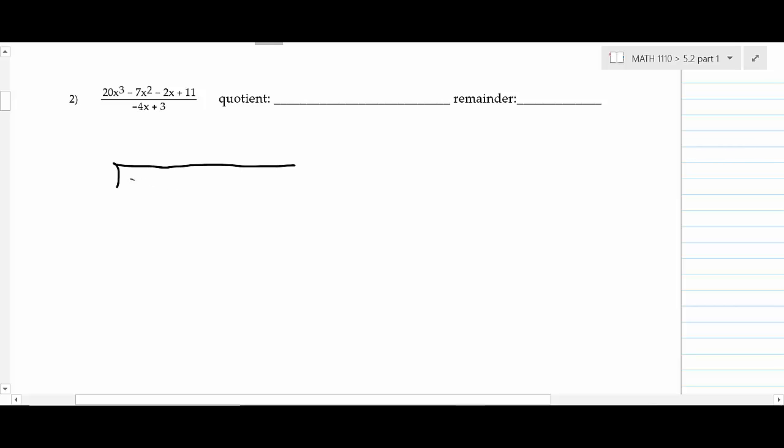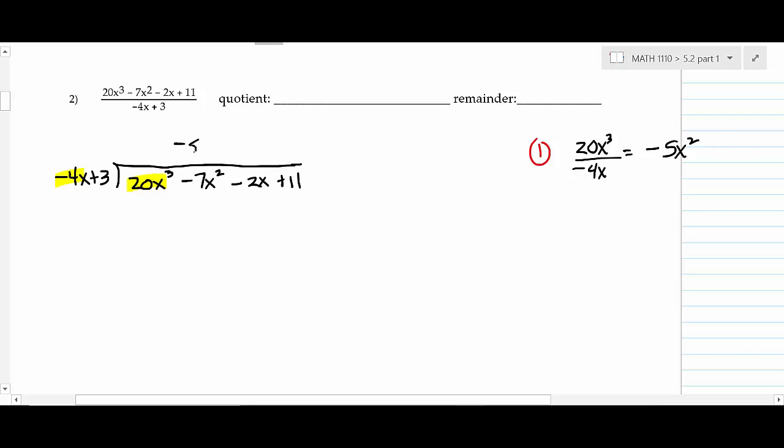Okay, so we have 20x to the third, then we have minus 7x squared, minus 2x, plus 11, then we're going to divide by negative 4x plus 3 like that. Now this problem right here has one more round through it, okay? So what we do is we start this way. You start with this division, and you want to just do this mostly in your head. So 20x to the third divided by negative 4x. What is that? Negative 5x squared. Make sure you're careful about the negative. So you record that. I usually record it above the power, but it doesn't make any difference.